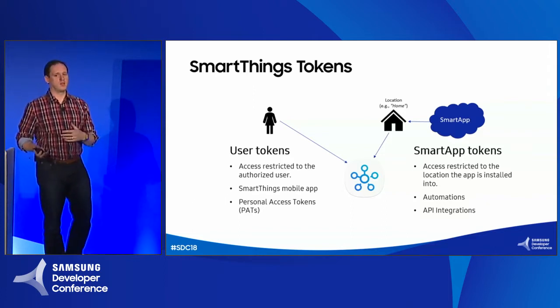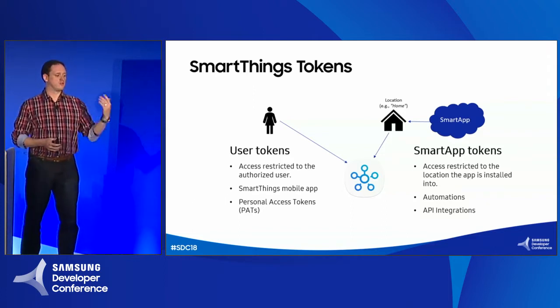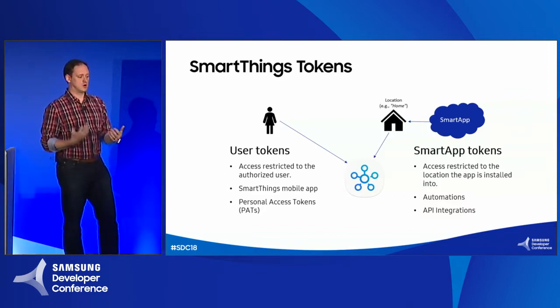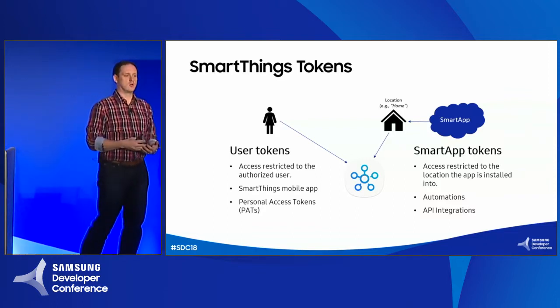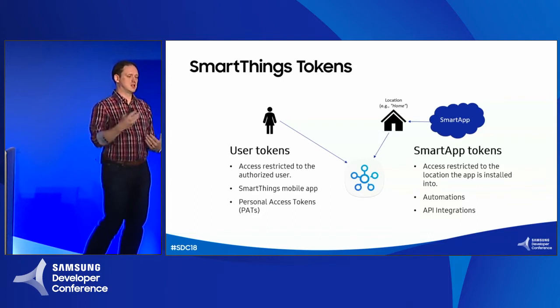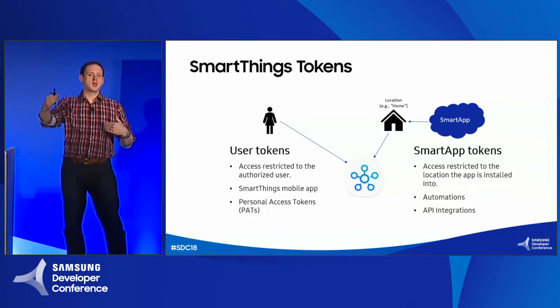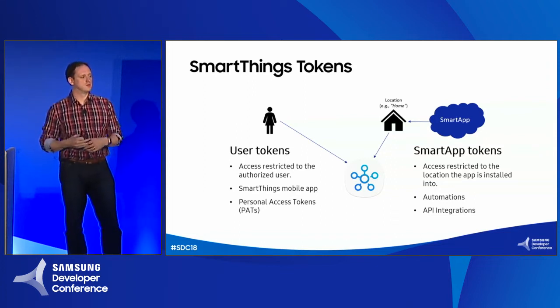That's really for a developer, and that's where the smart app tokens really come in, because they're going to be installed into automations, actually installed into a location, and so naturally, instead of being tied to a user, they're tied to the location they're installed into. So that's already adhering to the principle of least privilege, because it's going to narrow the scope of what it has access to, and it's just going to keep going from there.